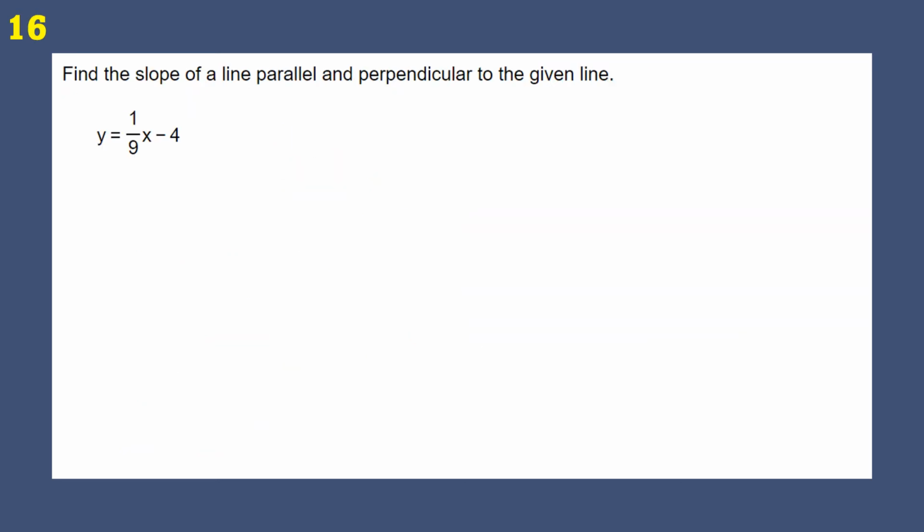Find the slope of a line parallel and perpendicular. So there are 2 actual answers to this one. First off, if I wanted to write the same line again, I'd just write y equals 1/9 x. It has the same slope, and the y-intercept might be -4, but instead I'm just going to write -7. So it's got the same slope. That means parallel.